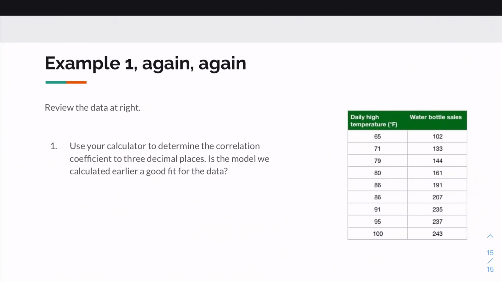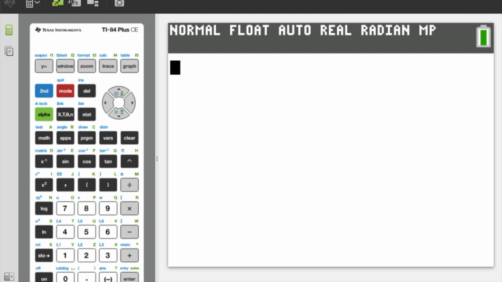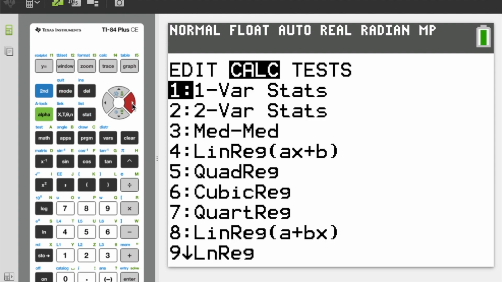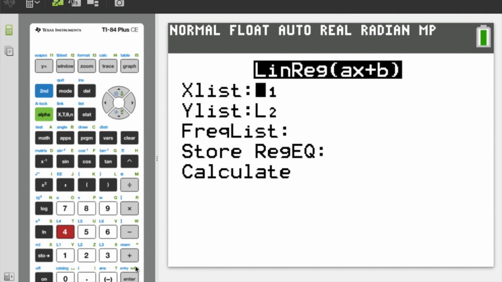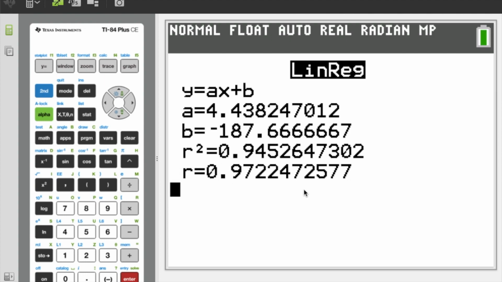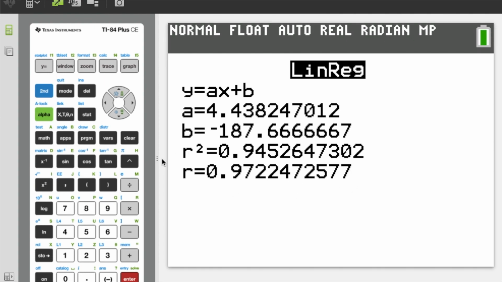Well, you can't really do this by hand, so we're going to do this on our calculator, and it's actually really easy because it just gives it right to you. All you're going to do is stat calc 4, just like we did before, and go right down to calculate, press enter, and there it is, right here. There's my R. Because we're dealing with a linear regression, we don't have to worry about R squared. R squared is more important for nonlinear regressions. So we're not going to worry about that. We're just going to look at my last line here, R.